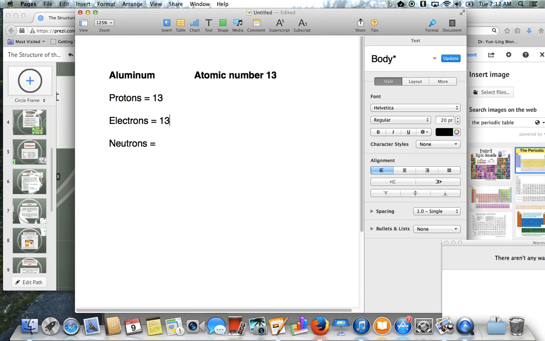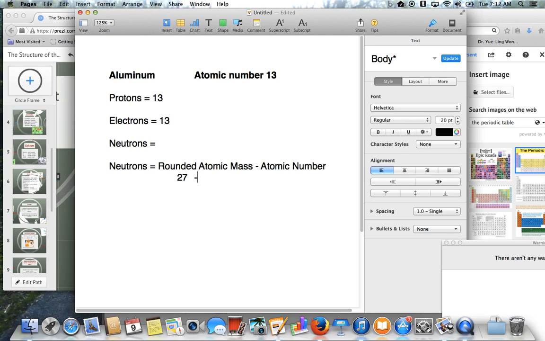Okay, now how do I find the number of neutrons? If you remember, the number of neutrons equals the rounded atomic mass minus the atomic number. So what is the rounded atomic mass? The atomic mass given on the periodic table is 26.9815. Now, do we round that up to 27 or down to 26? The number to the right of the decimal is 0.9, so we're going to round up to 27. So the rounded atomic mass is 27.